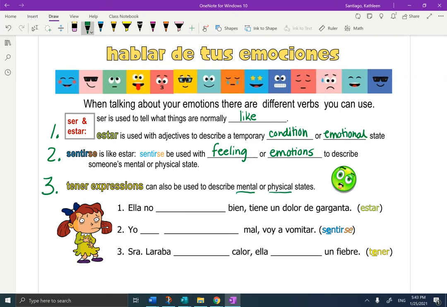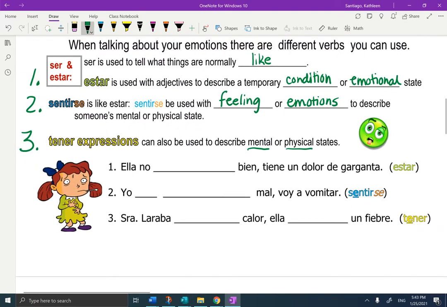Okay, let's do a little practice. So there's one for each. Number 1, we're going to be using, here's the verb at the end, estar. Ella no, what's the right form of estar? Think back. One person, one thing. Ella no está bien. Tiene un dolor de garganta.